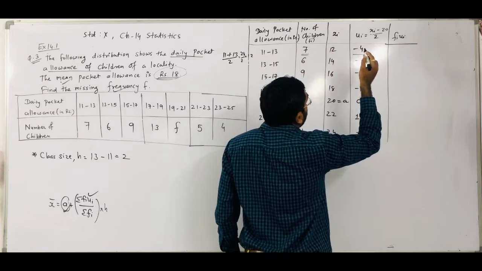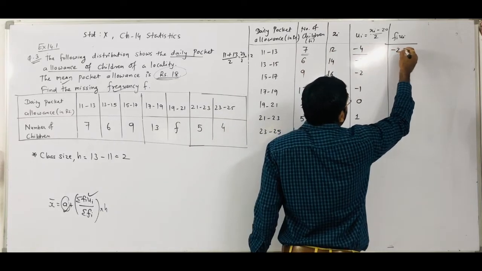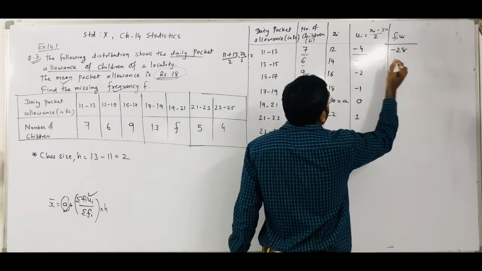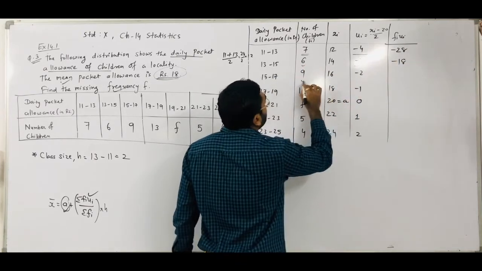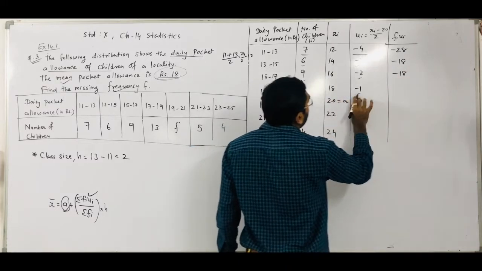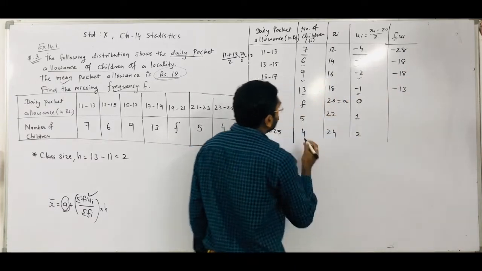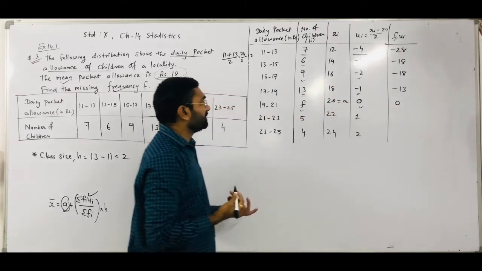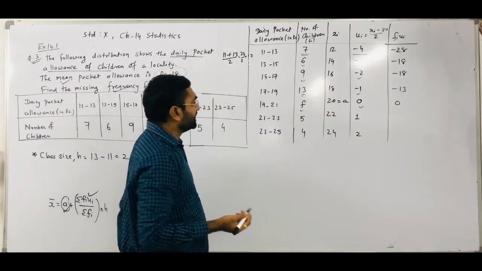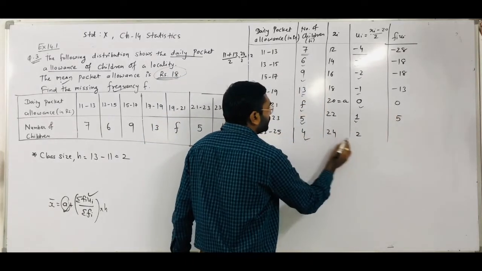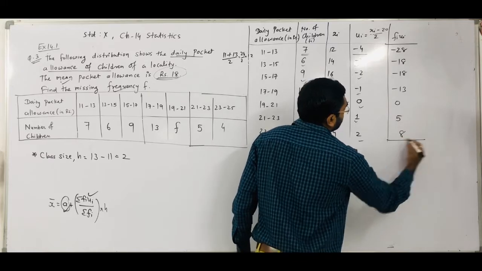So 7 4s are 28, but it is a minus. So minus 28. Here 6 into minus 3, minus 18. 9 into minus 2, minus 18. 13 into minus 1, minus 13. F into 0, so we get the 0 only. 0 multiplied with any variable, we get the 0 only. 5 into 1, so we get the 5. And 4 into 2, we get the 8, right?